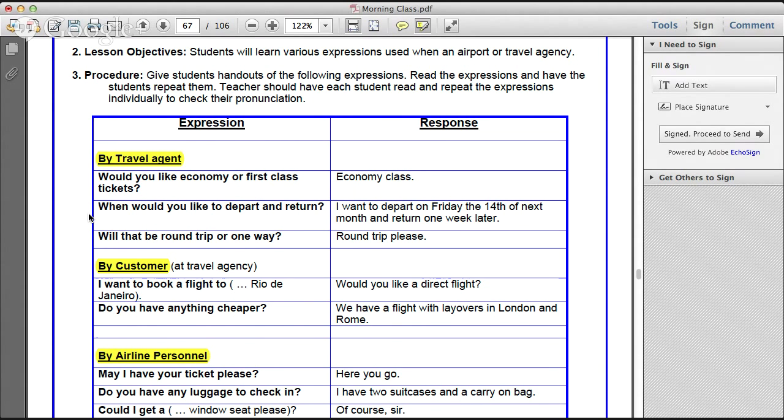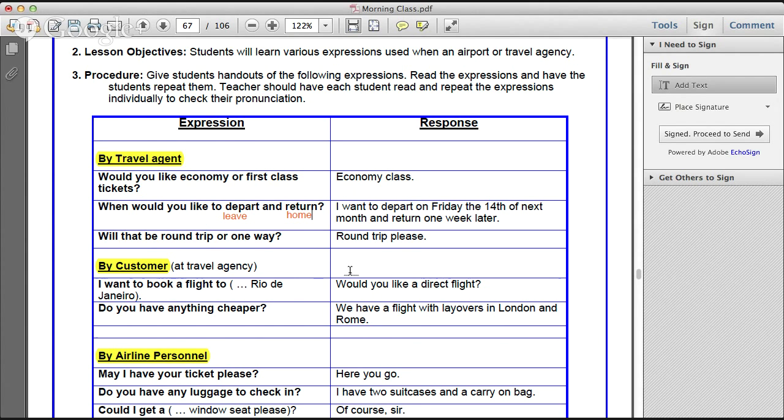When would you like to depart or return? I want to depart on Friday, the 14th of the next month, and return 1 week later. Okay, very good. So departure and return. When we think of departure, this is going to be leaving. Return is going to be coming back home. So when you hear return, that's coming home, right?